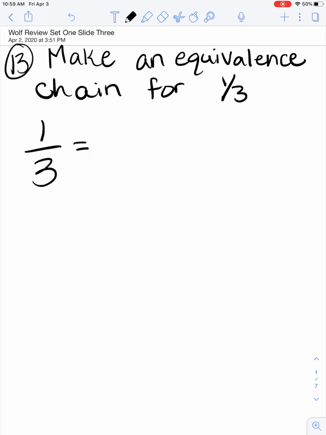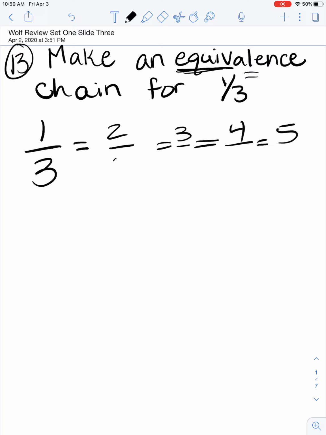Now remember, equivalence means equal. It's got that word in there, kind of that "equa." So it's a really simple strategy. I love this little strategy. You just count by. So count by ones: 1, 2, 3, 4, 5.